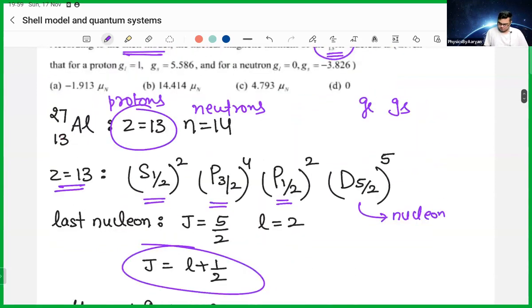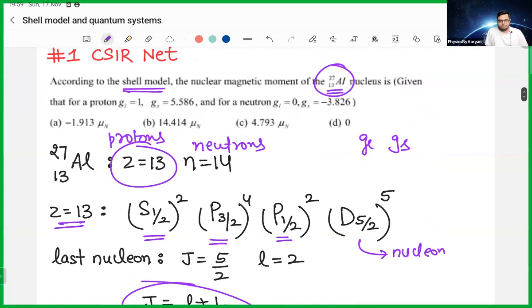For a proton, they have given you the values, although you can also remember them. For a proton, gL is 1 and gS is this. Why did I not use the values of neutrons? Because I'm not finding it for neutrons, I'm finding it for protons. Neutrons are not giving you any magnetic moment or spin. Protons are giving it in this case. That is why I need to use the values for a proton.